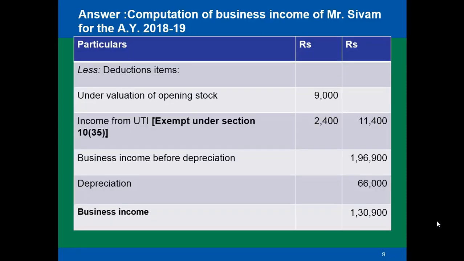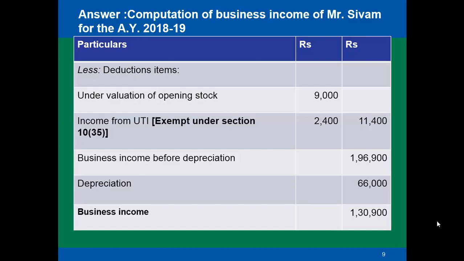Now we will reduce certain items. Number one, undervaluation of opening stock. Since opening stock was omitted from the profit and loss account, this will reduce the profit now because we will be taking it into account. So 9,000 will be reduced from the profits. Income from UTI is exempt under section 10 subsection 35. So this will also be reduced from the profits. So it will be 2,400. So altogether reductions will be to the extent of 11,400.